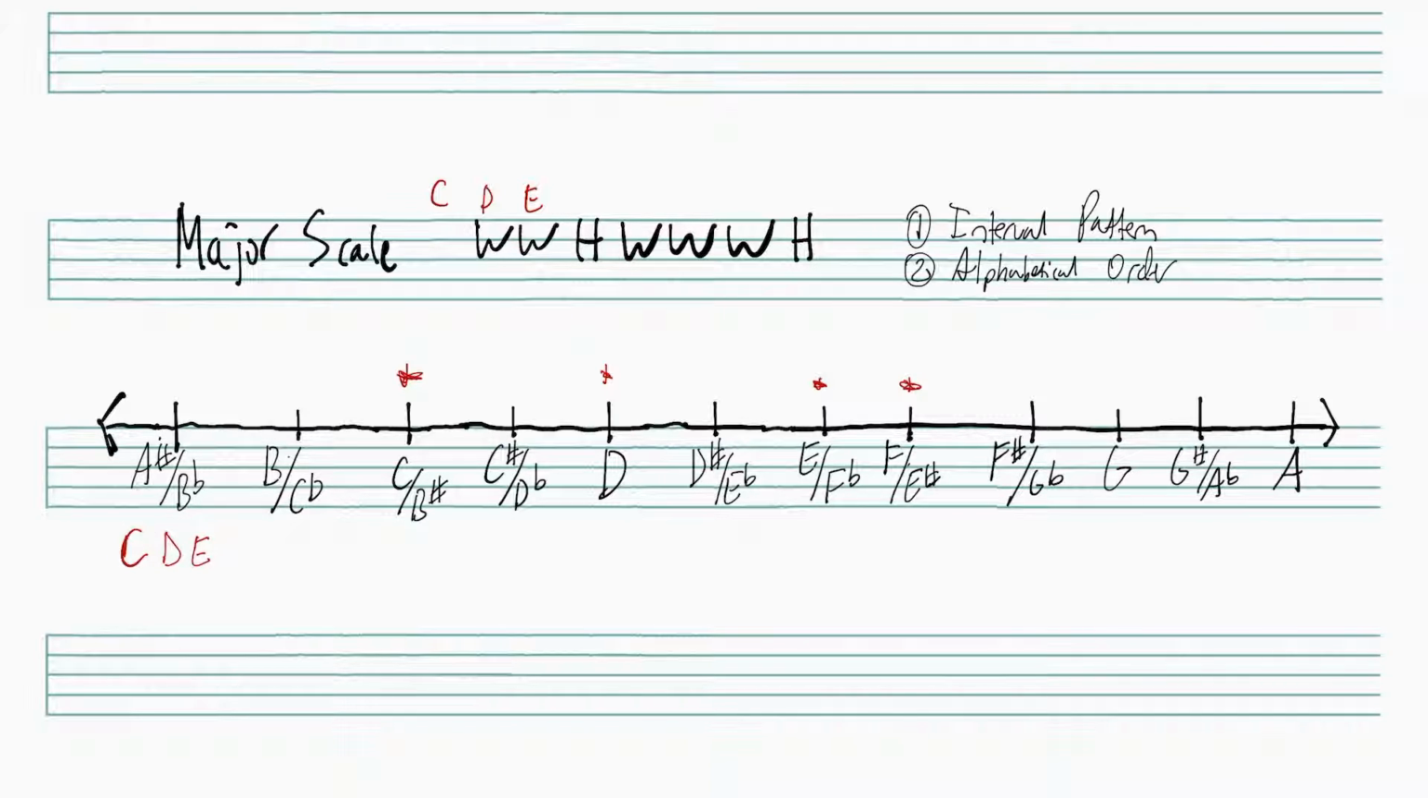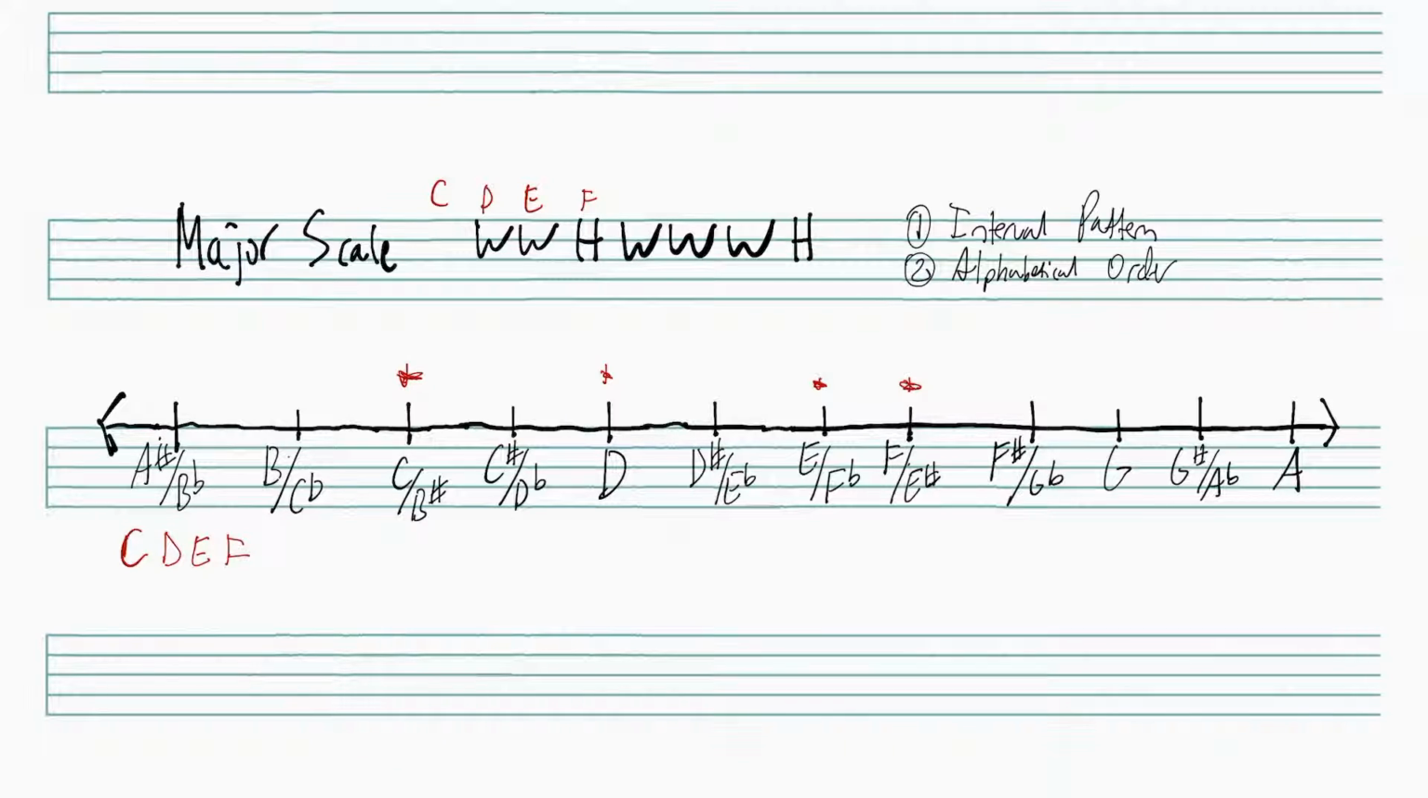Well, if we stay with alphabetical order, we typically don't repeat letters. We wouldn't spell the alphabet A, B, C, D, E, E, G. We would move to the next letter. So when you're having to make your choice here between F and E sharp, we're going to choose F for the half step.